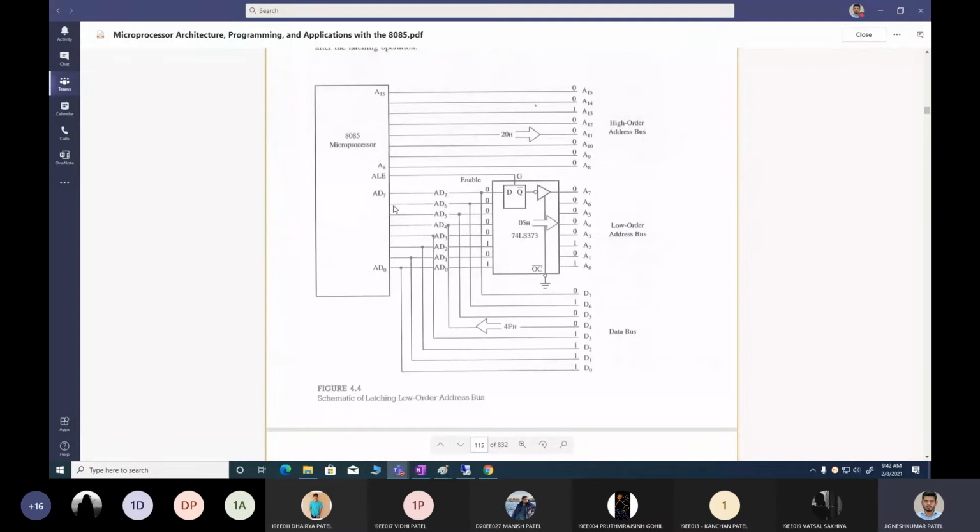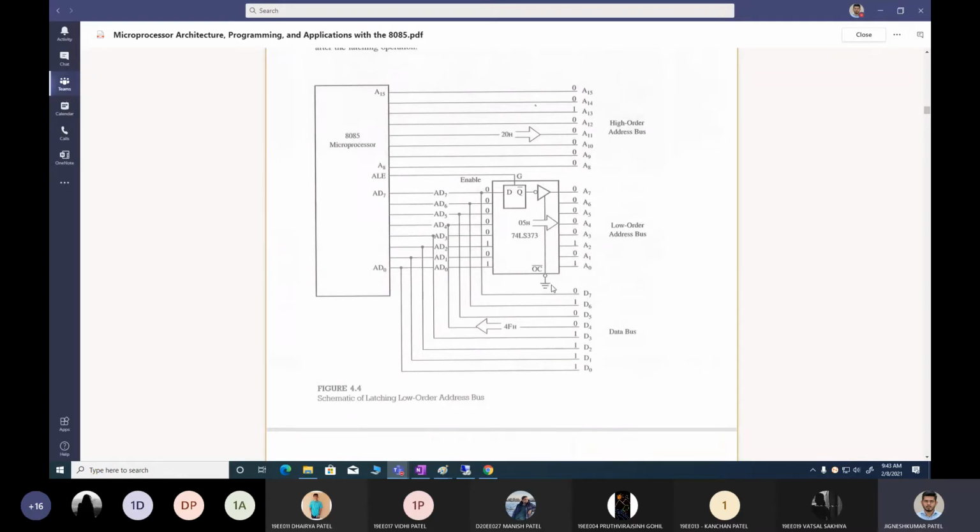Now what if a data is there? Like, suppose 8085 sends some data over here. We know that whenever a data is sent, what will happen? ALE signal will not go high. ALE will be low. Okay, so this is 0. That means this won't trigger, and my data will flow on this bus itself.